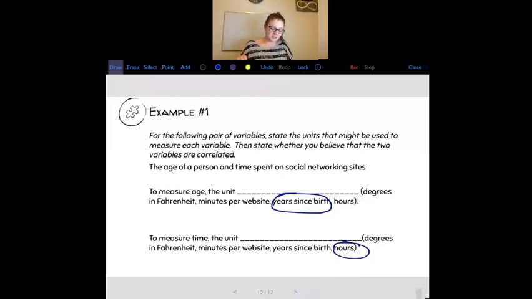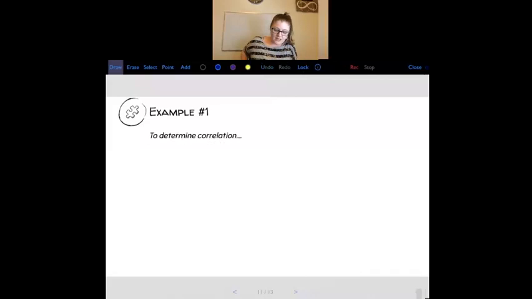Okay, and then this problem, which is really what I wanted to talk about, asks you to state whether you believe that the two variables are correlated. To do that, I would draw a picture. When I think of this problem, I think that time spent on social networking depends on age. So age is our independent variable, and time spent on social networking sites is our dependent variable. With types of correlation, you have positive, negative, or no correlation.